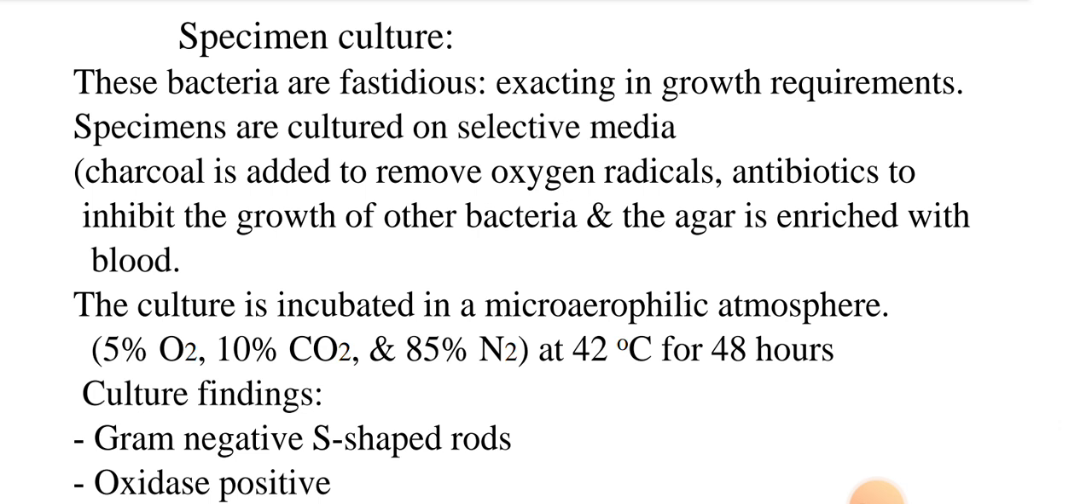They need certain growth requirements in certain amounts. Specimens are cultured on selective media, the media that inhibit the growth of other bacteria, allowing the growth of Campylobacter. Charcoal is added to remove oxygen radicals. Antibiotics also are added to inhibit the growth of other bacteria, and the agar, the medium, is enriched with blood.